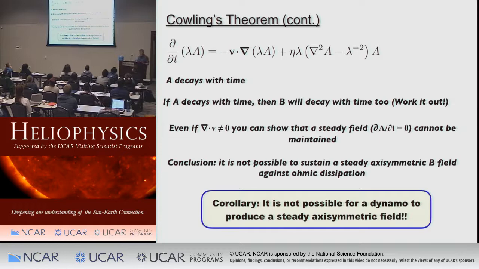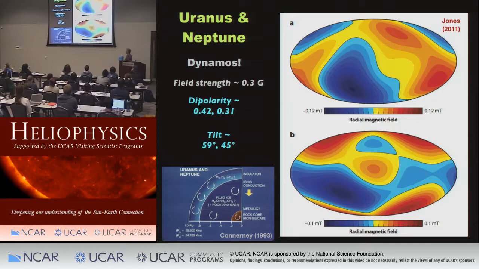So in terms of what's going on with Saturn, we'll come back to that. Uranus and Neptune, the weird thing here is they're not very dipolar, and they have very high tilts. This is the surface fields. The field strength is weaker than Jupiter and Saturn, but that's not too surprising.